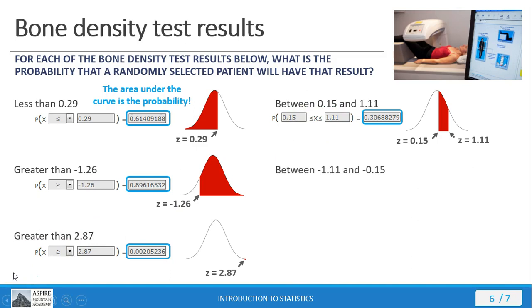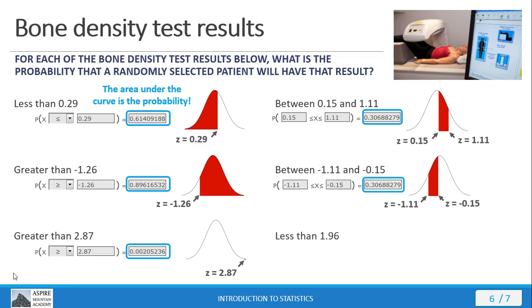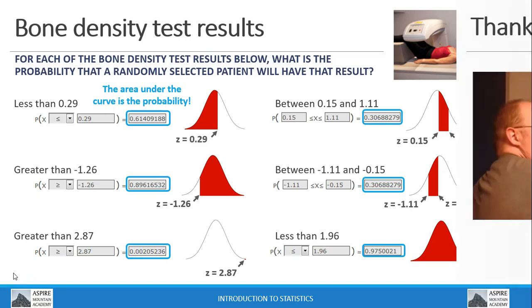Between negative 1.11 and negative 0.15. There are the values there. Less than 1.96, and you should get 97.5%. If you didn't get these, make sure you check your numbers and your inequality signs to make sure everything's kosher. You need to know how to do these to solve problems in StatCrunch.